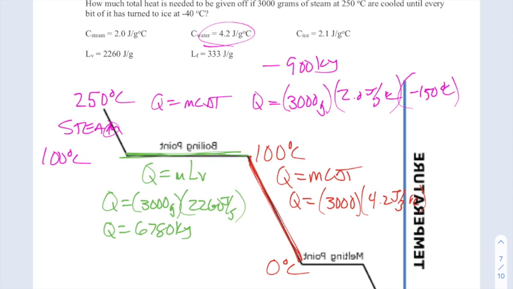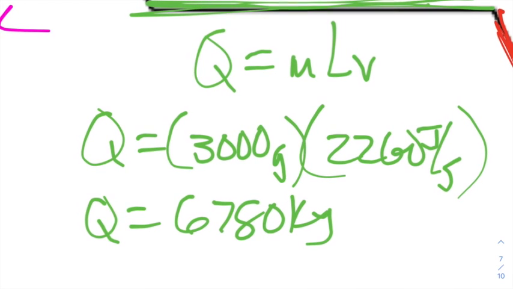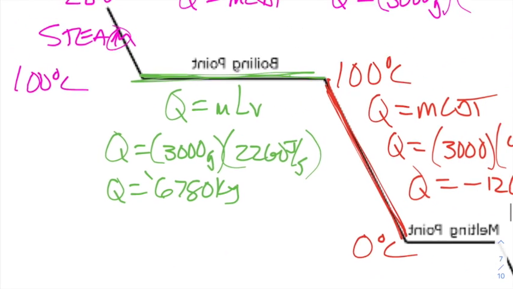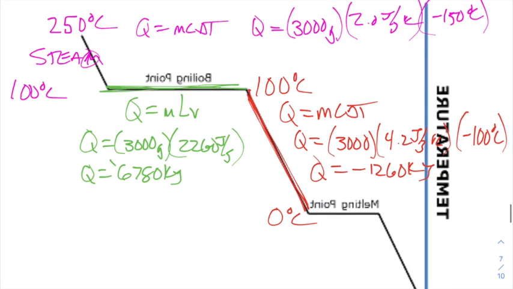So that's 4.2, and I'm going to change by negative 100 degrees Celsius. So that's going to be 3,000 at 4.2 at 100, divided by 1,000 to get it into kilojoules. I'm talking 1,260. It's going to have to lose negative 1,260 kilojoules. By the way, I just realized I made a mistake. This guy here has to lose that amount, so don't forget the negative sign over here, because it has to lose that energy to do it. So it's got to lose negative 6780 kilojoules to do that. My bad.